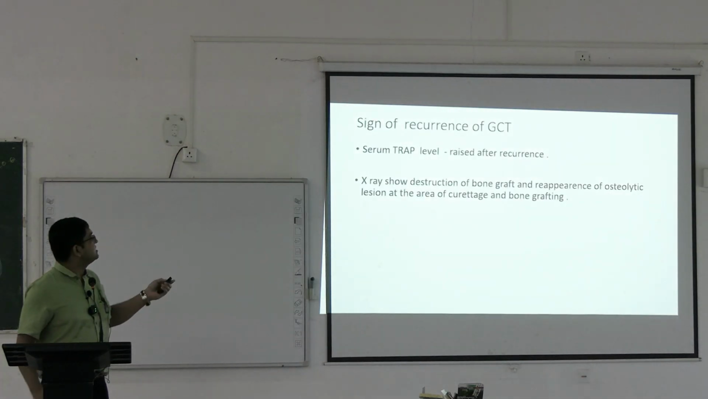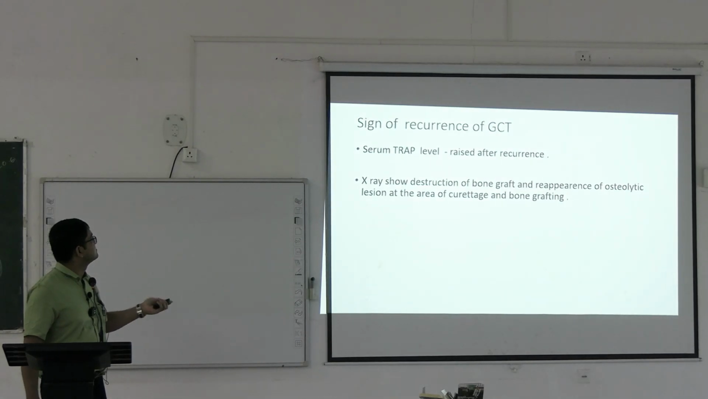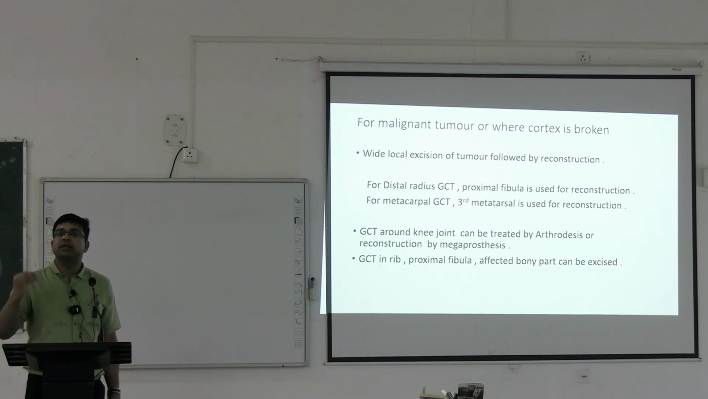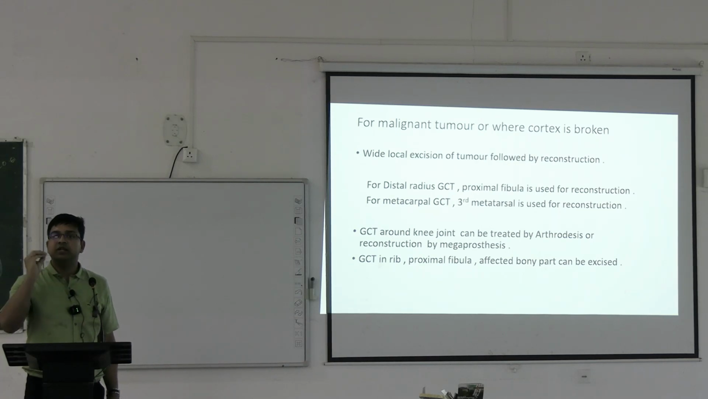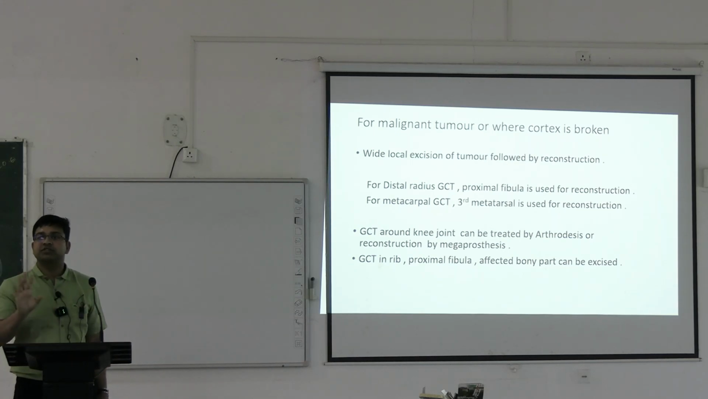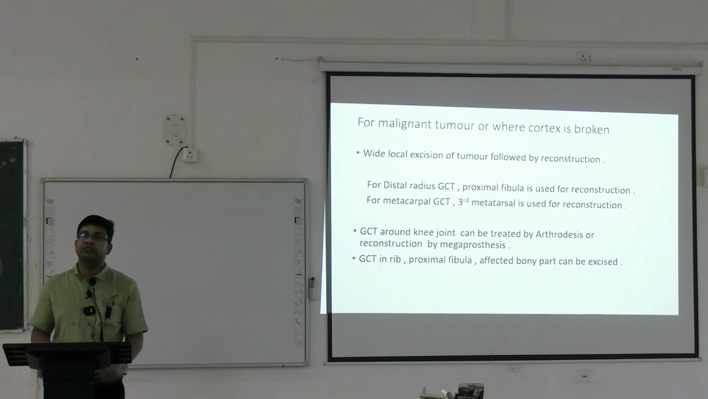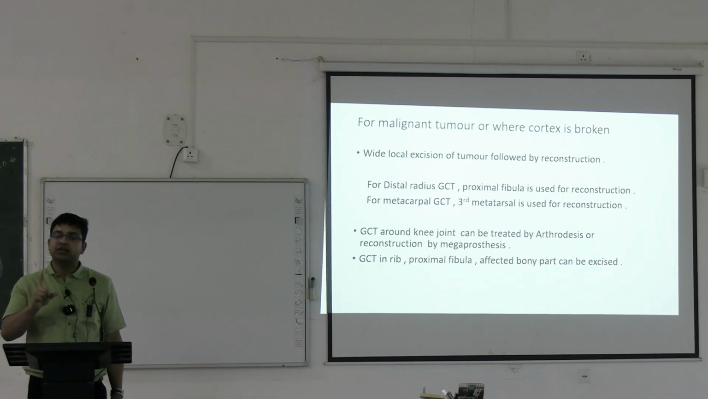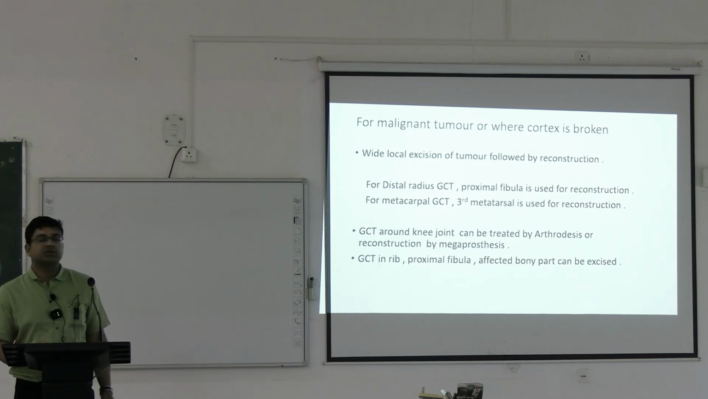In case of GCT in proximal fibula, or in case of giant cell tumor in the rib, you can excise the bone. Simply you can do wide local excision of the tumor. That is enough. Or if it's a metacarpal bone, because metacarpal is also a common site of giant cell tumor, you can do reconstruction after the wide local excision of the metacarpal bone with a metatarsal bone, and here the third metatarsal is used.